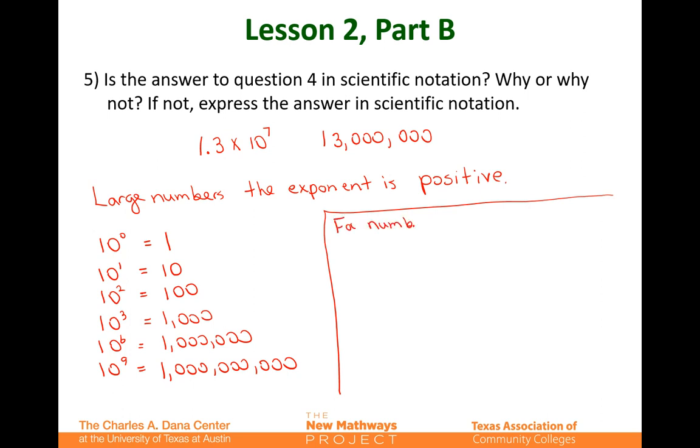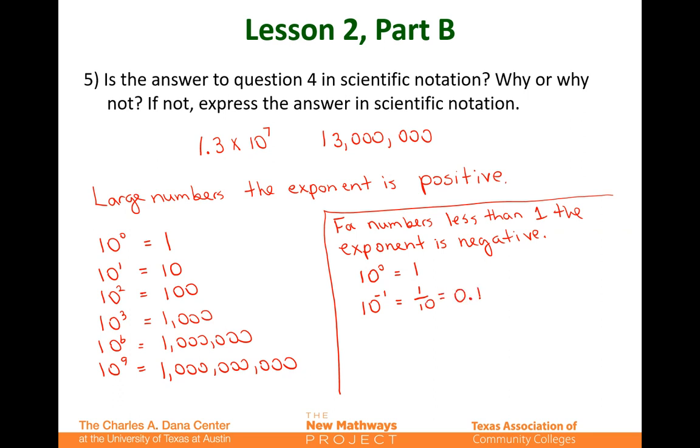For numbers less than 1, the exponent is negative. We still have a situation where 10 to the 0 is equal to 1. 10 to the negative 1 is 1/10, or 0.1. 10 to the negative 2 is 100th, or 0.01. Notice you can make a relationship between this.